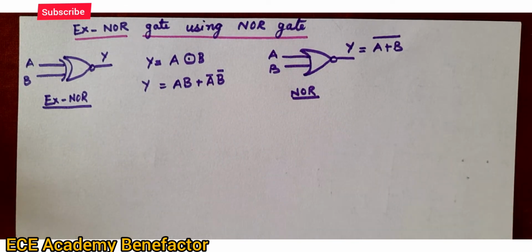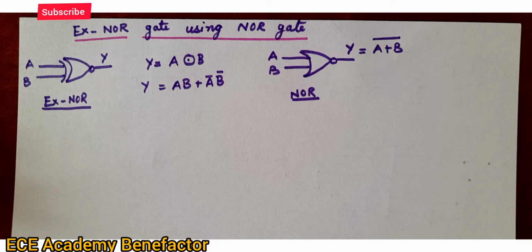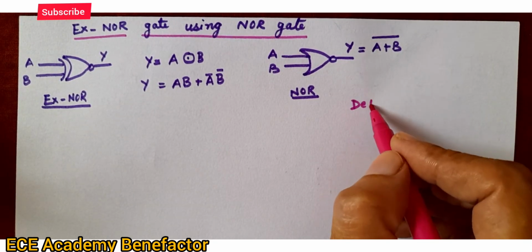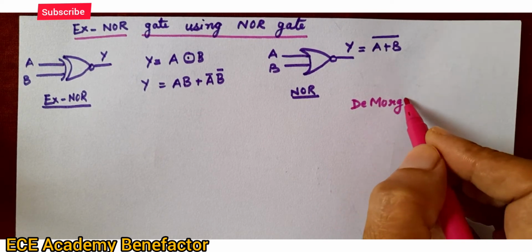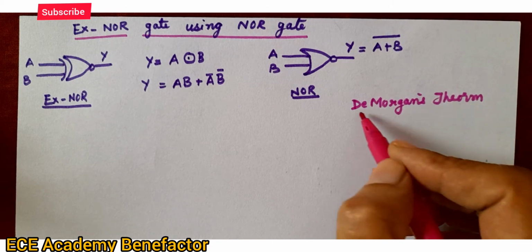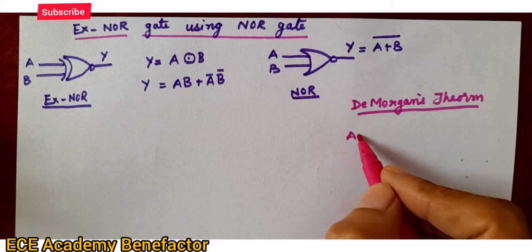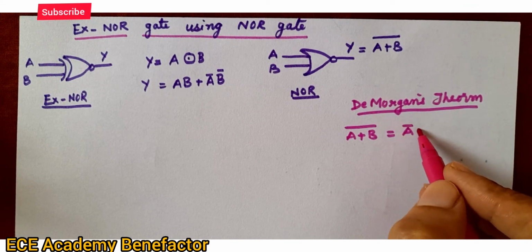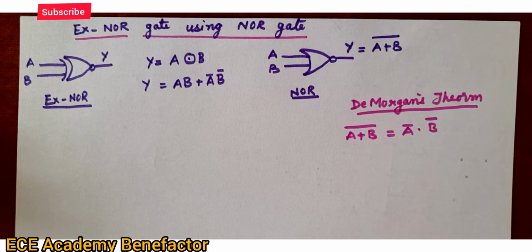For this you have to remember De Morgan's theorem. There are two De Morgan's theorems, one is for NAND gate, another is for NOR gate. The NOR gate expression you have to remember. What is De Morgan's theorem? A plus B the whole bar is equal to A bar dot B bar.